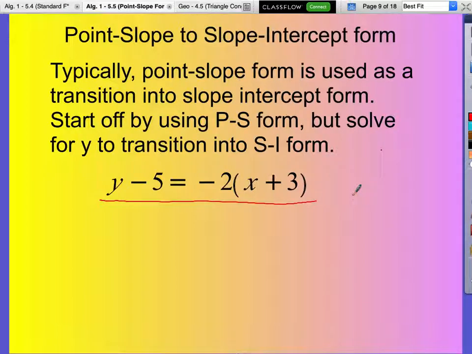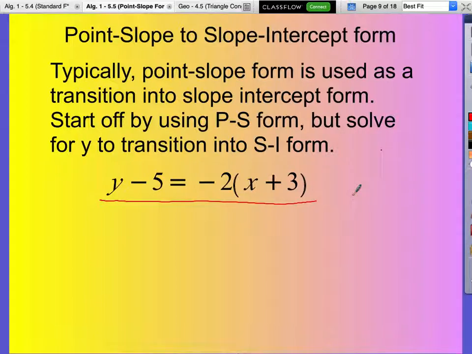So typically, like I said, we'll use point slope form. We won't just stop there. We'll plug in a point, we'll plug in a slope, and we'll continue on and solve it for y. And the reason we do that is to get it into slope intercept form, because that's usually our most useful form, exactly the one we like.